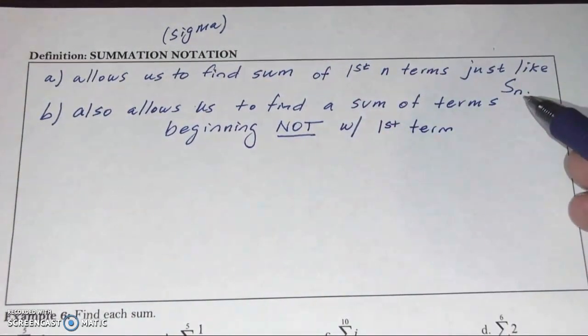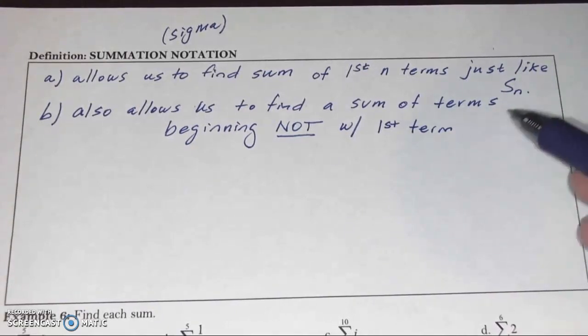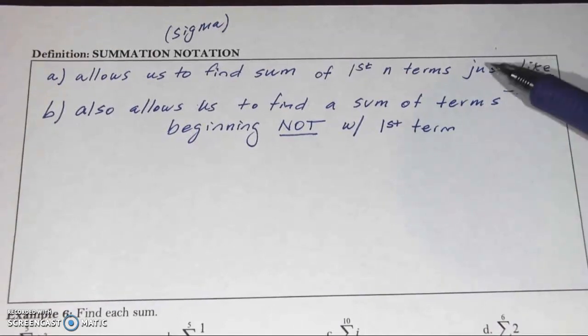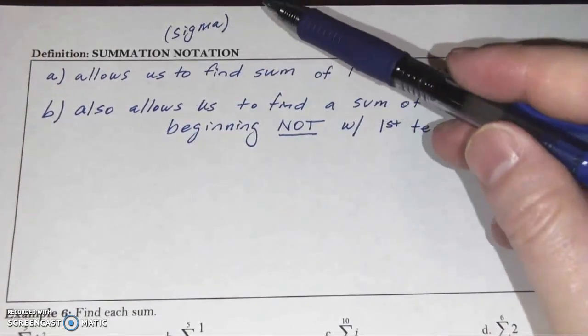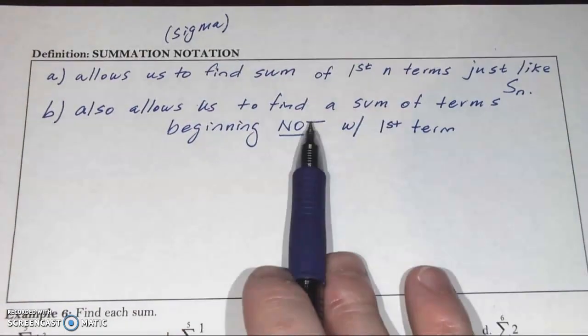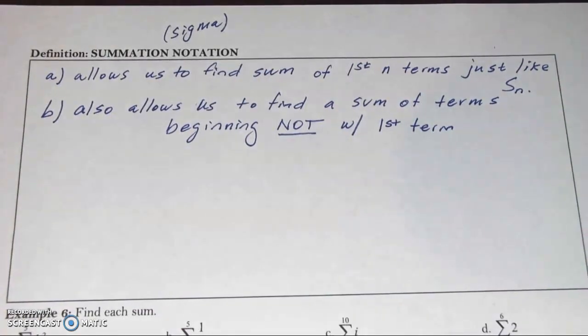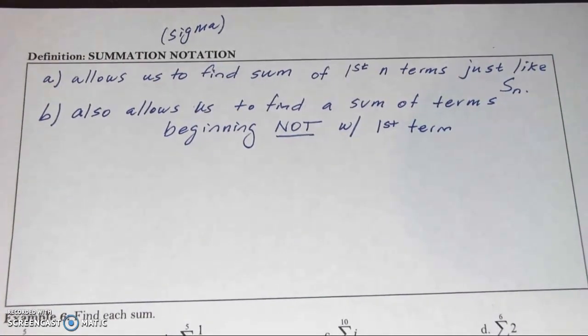When we're using this terminology, S sub 3, S sub 4, that's always the first 3, the first 4, the first 6 terms, the first 8 terms. When we use this summation or sigma notation, it can allow us to find a sum of maybe a group of terms in the middle, like I want to find the sum of the 8th through the 14th terms, okay? And this notation allows us to at least express that that's what we're looking for, all right?